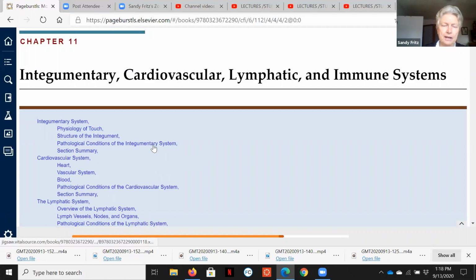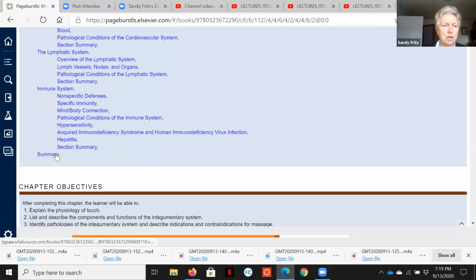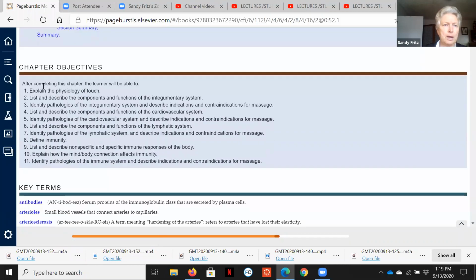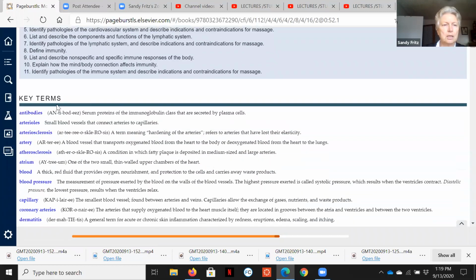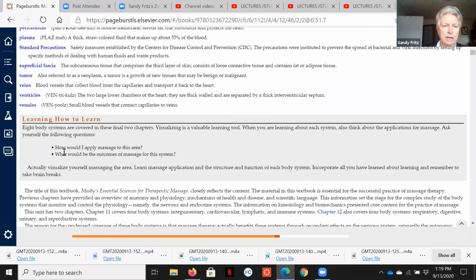All right. So each of these is going to follow the same kind of format. We're going to have an overview, and then we're going to have structures and or function, and then pathology. And that's going to be like that all the way through. Okay, so chapter objectives overall, key terms with the pronunciation, and learning how to learn.